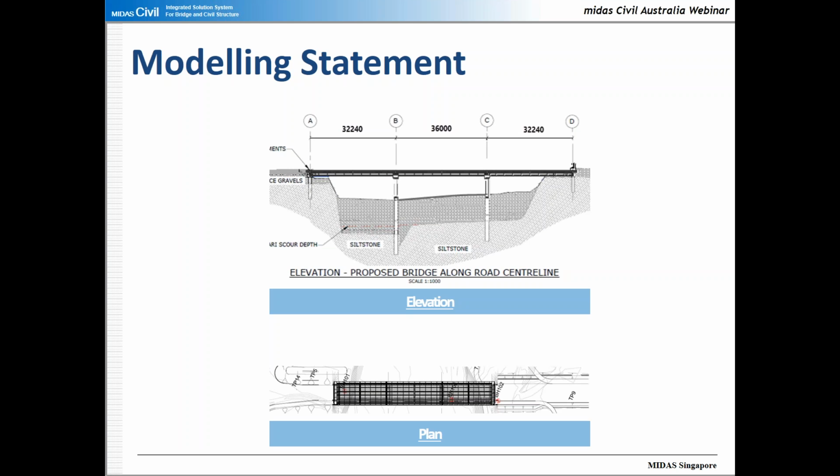Today we are going to model this particular bridge. This is a 3-span bridge and the span length is indicated in the figure. The first and the third span of the bridge are 32.24 meters and the mid span is 36 meters. The pier height is also known to us, and the next figure shows the detailed plan of the bridge. We will first start with a 3-span bridge. Then we will extend the application of the program to the 7-span bridge.